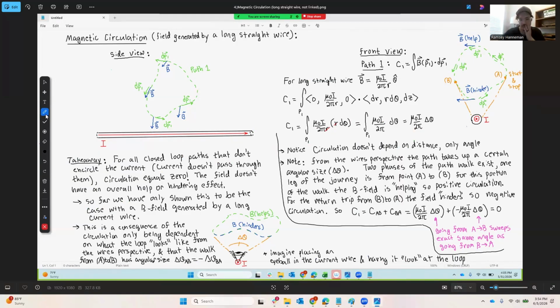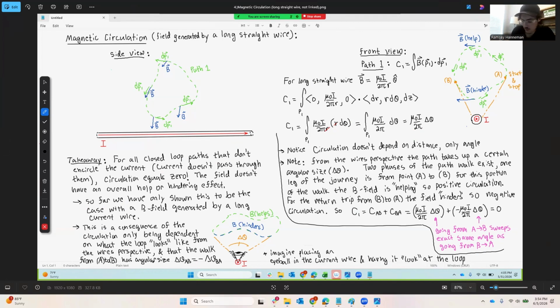Right, so now we get to talk about the first inspiration for Ampere's law, and that is the long straight wire. I want you to imagine you've got this long straight current carrying wire, and you pick some random path. That's indicated in the green here. I'm calling it path one.